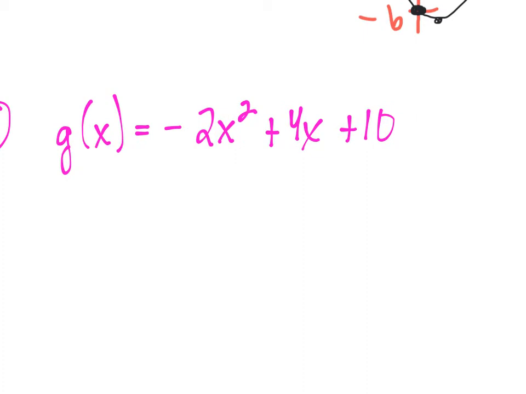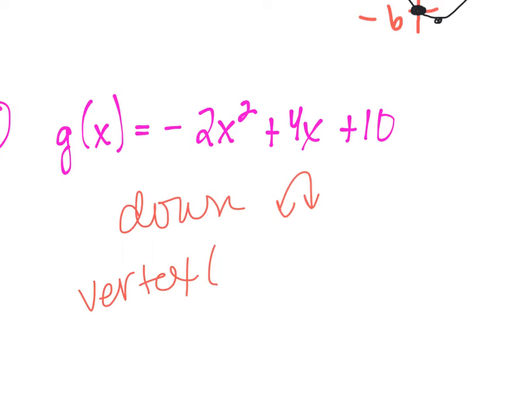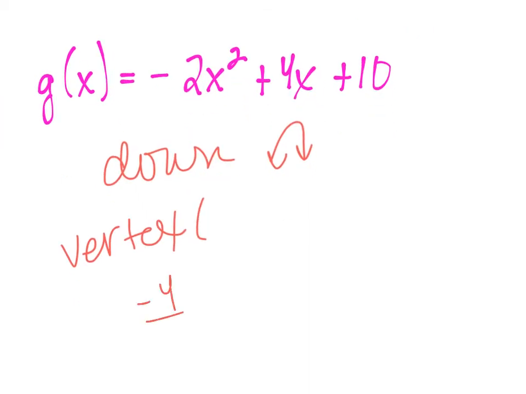All right, let's talk about this one. Which way does this one open? Down. How do you know this opens downward? Because it's negative. Good. So if I'm going to find the vertex, -4 over 2 times -2. Yep. Right? So -4 over -4 equals +1.